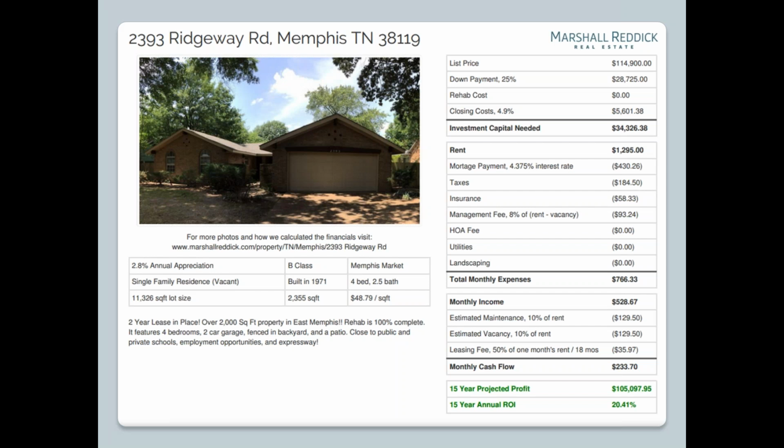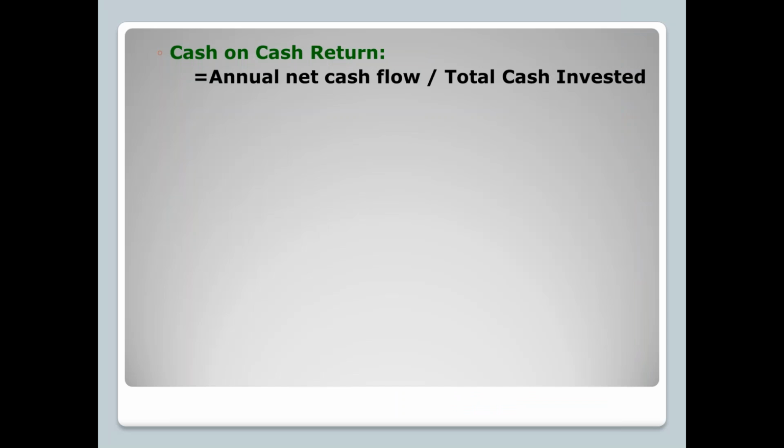Take all the same data. Our monthly income is $528 a month on a regular basis. With our estimates of maintenance and vacancy, we use 10% again because it's also a B class. We're left with $233.70 monthly cash flow. To calculate our cash-on-cash return, we have to take the annual net cash flow.